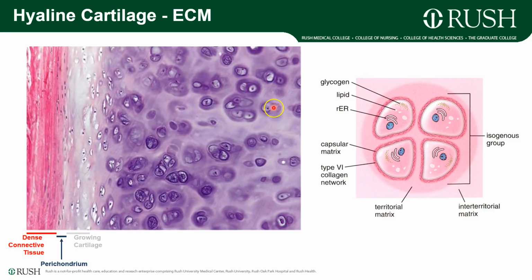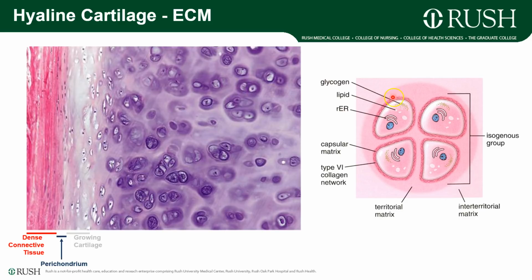So if you were to look at a schematic of what's going on in the matrix and the cells themselves, this picture on the right shows you individual cells as they have divided into a cluster of 4 cells. Although we are not seeing endoplasmic reticulum in a histological section, because they are producing a large amount of extracellular matrix, it's very active.